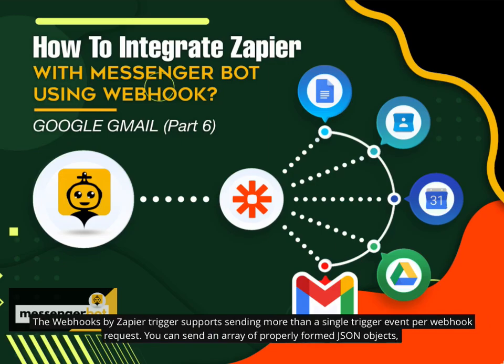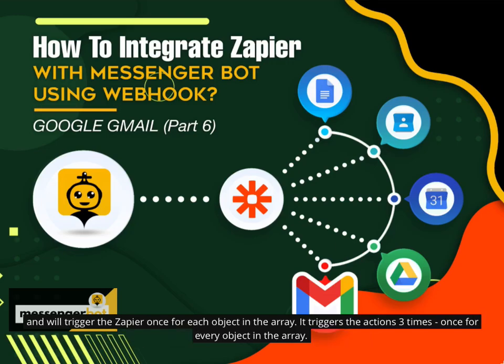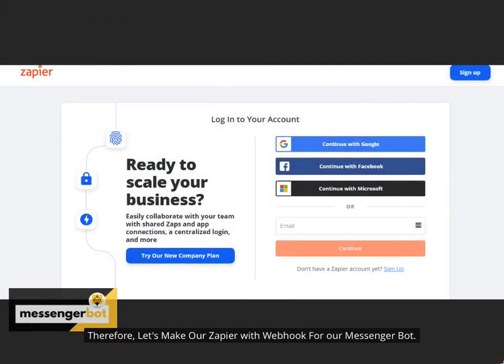The Webhooks by Zapier trigger supports sending more than a single trigger event per webhook request. You can send an array of properly formed JSON objects and will trigger the Zapier once for each object in the array. It triggers the actions 3 times, once for every object in the array. Therefore, let's make our Zapier with Webhook for our Messenger bot.